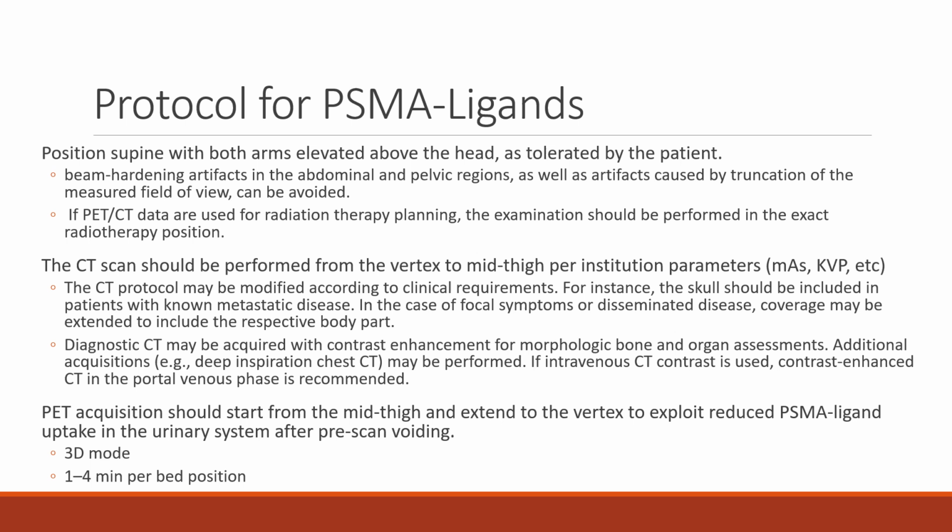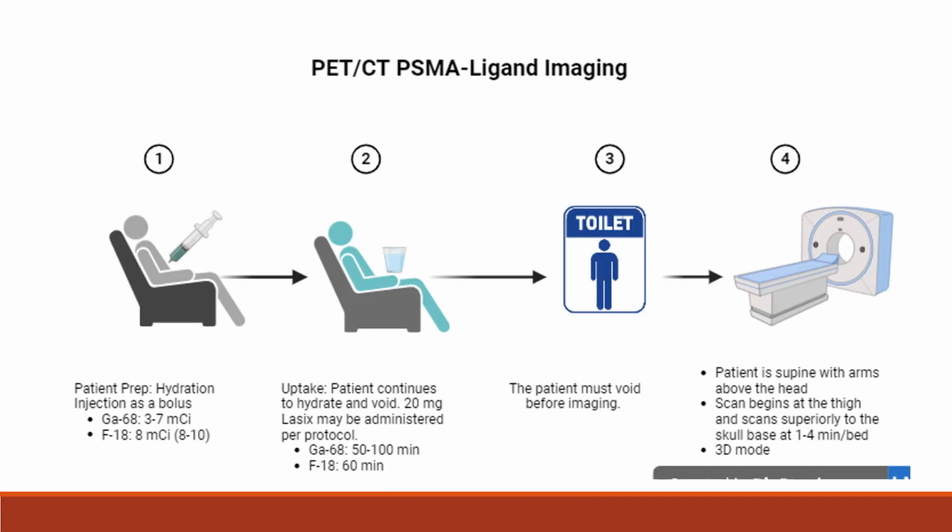3D mode and 1 to 4 minutes per bed position, depending on the radiopharmaceutical you're using and your camera manufacturer. Digital PET is going to be 1 minute per bed position. Other ones you're going to want to take for a little bit longer. Gallium you're going to want to take for a little bit longer per bed position because you gave the patient a lower dose. You're going to have a lower count rate. You're going to have plenty of counts with 3D mode anyway because it's going to be more sensitive, but you're also going to get more scatter.